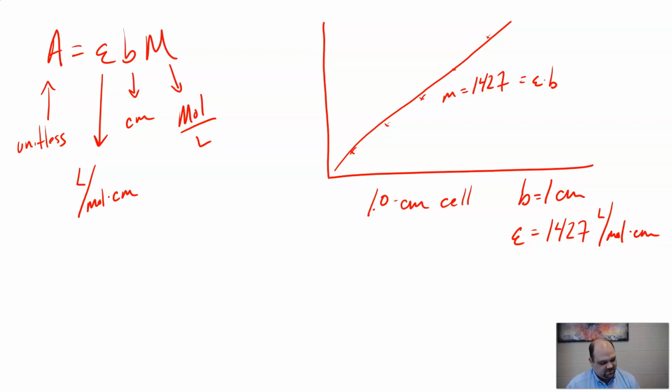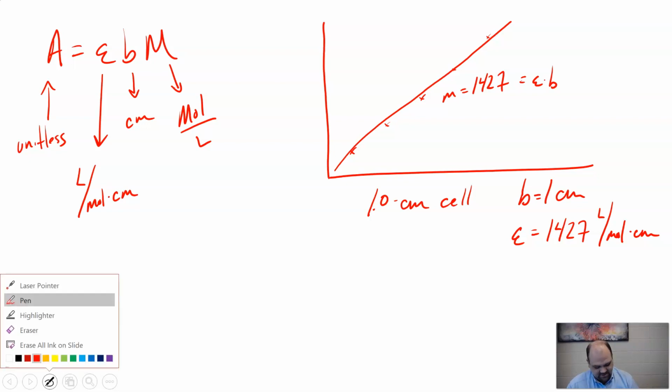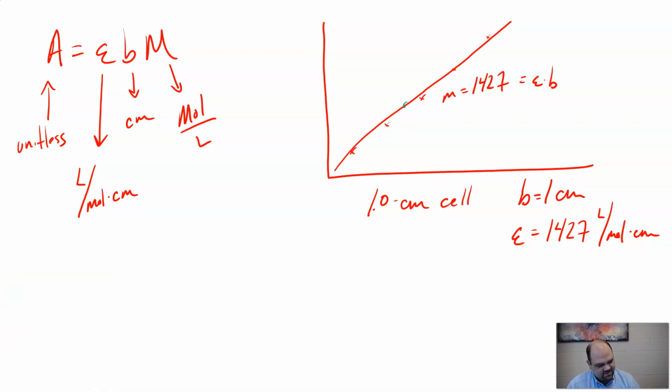If we run, so these 5 were standards. If we run an unknown, and that unknown shows up right here, at an absorbance of 0.761, I'll give this 3 sig figs, what's the concentration of that guy? Well, 0.761 equals 1,427 liters per mole centimeter times 1 centimeter times our concentration.